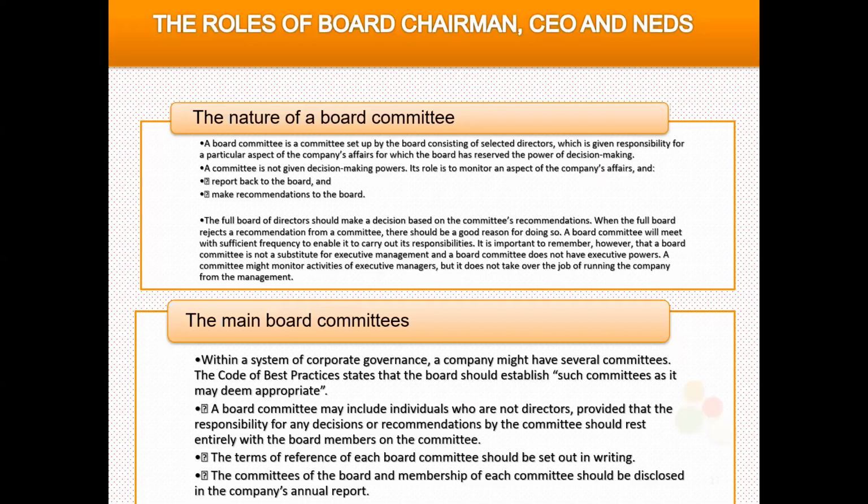Within a system of corporate governance, a company might have several committees. The code of best practice states that the board should establish committees as it deems appropriate. Now, a board committee may also include individuals who are not directors, provided that the responsibility for any recommendations by the committee should rest entirely with the board members on the committee.